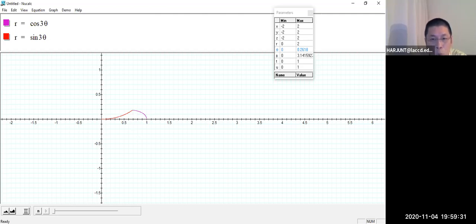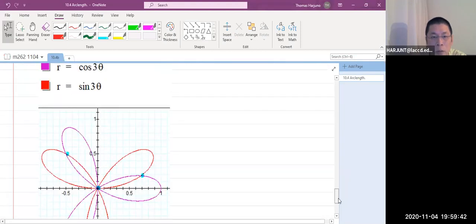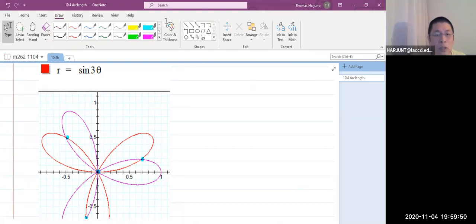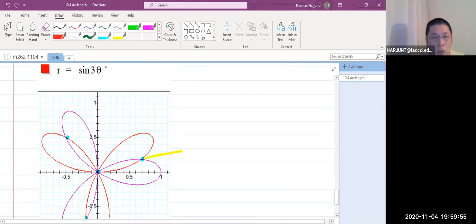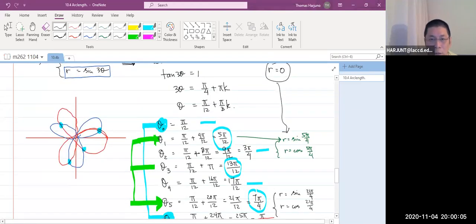So hold on, let me go back to my graph. Notes here. Actually, yeah. So this is when theta equals pi over 12. Now I want to look for where they intersect at 5 pi over 12. Okay.